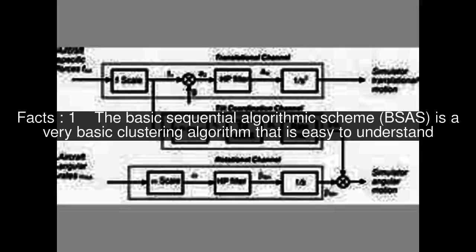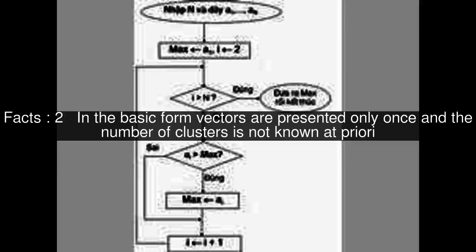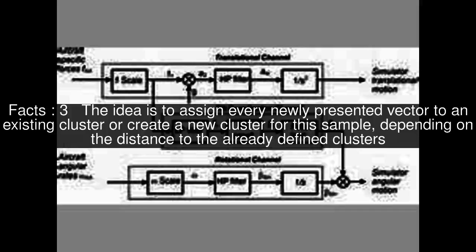The basic sequential algorithmic scheme, BSAS, is a very basic clustering algorithm that is easy to understand. In the basic form, vectors are presented only once and the number of clusters is not known a priori. The idea is to assign every newly presented vector to an existing cluster or create a new cluster for the sample, depending on the distance to the already defined clusters.